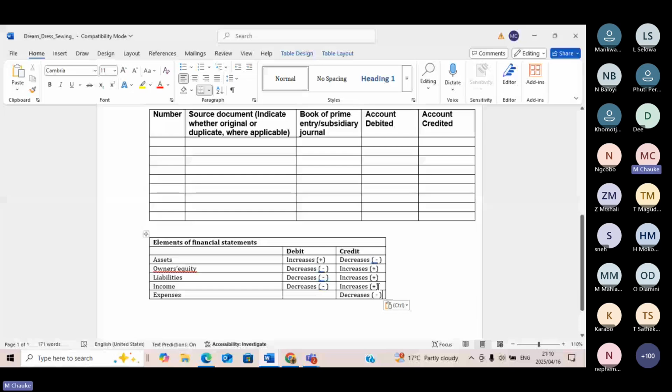So now, why am I doing this table? This table is going to be the one guiding us on whether we must debit something or credit something. I don't know if I make sense from there.